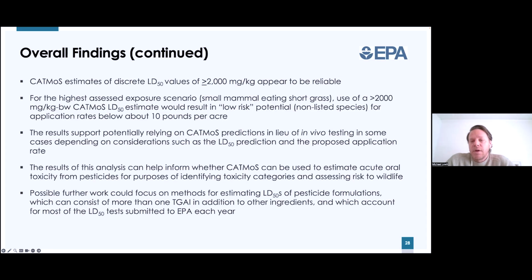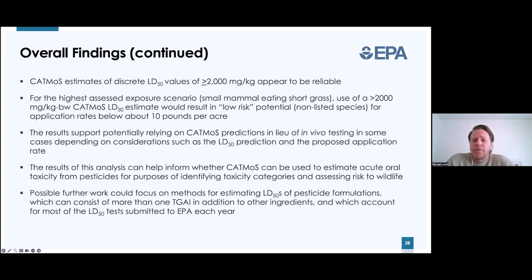The overall takeaway is that like other NAMs, we don't anticipate CAPMOS to be a one-to-one replacement for the in vivo data, but rather that those predictions could potentially be used in lieu of testing depending on considerations such as the LD50 prediction and anticipated exposure potential. These results will help us inform possible guidance on waivers in terms of under what conditions, which chemicals, and any assumptions that would need to be made in the absence of studies.